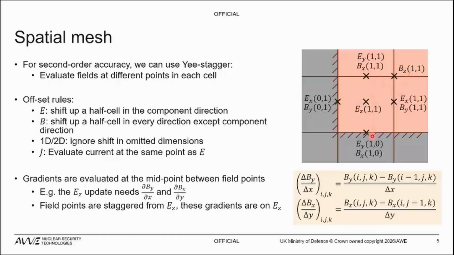So if we want to, do I have an example here? Yeah, so if you consider the EZ update, that will depend on an x gradient of BY. Well, luckily for us, there's now a BY to the left and a BY to the right of EZ. So that gradient midpoint is exactly where we want it to be for our EZ update. And this will be the case for basically all the terms in Maxwell's equations.